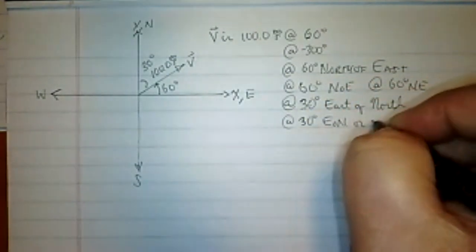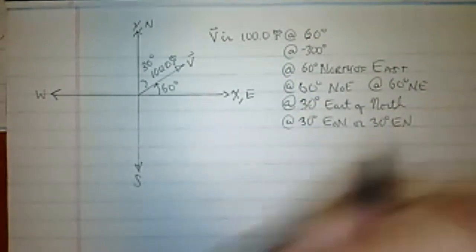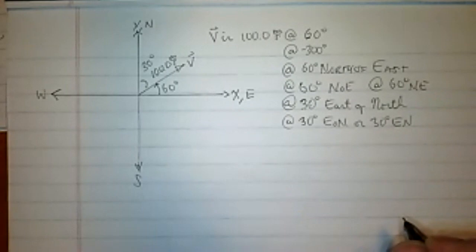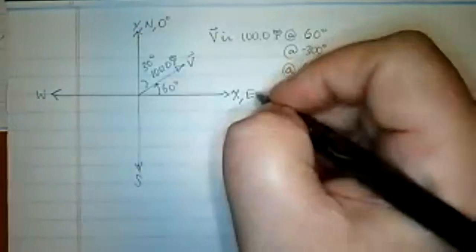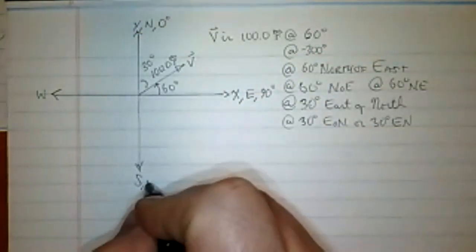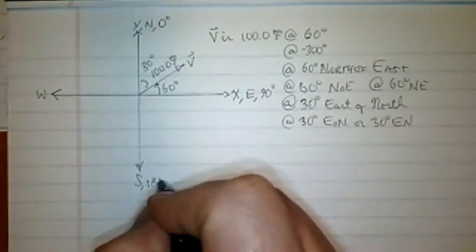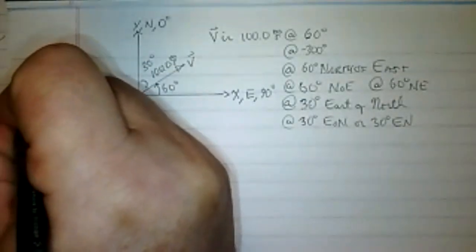EON, or 30 degrees east of north. Okay, so that's another way of doing it. Also, we could actually use this as a compass setup, in which case compasses normally have north as 0 degrees, east as 90 degrees, south as 180 degrees, and west as 270 degrees.